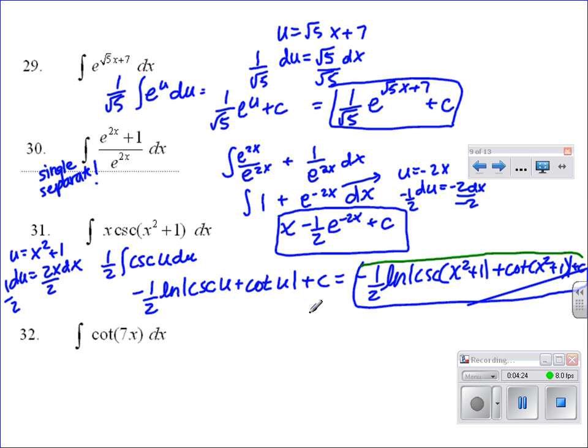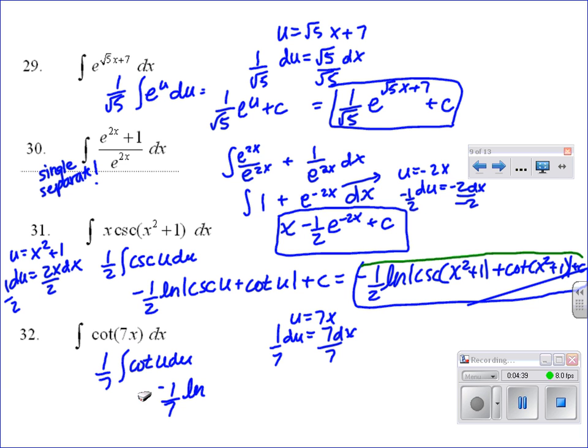So here u is 7x, so du is 7 dx. So divide by 7, so just have it there, so it's 1/7 cotangent u du. Antiderivative, negative natural log, no it's not negative, it's natural log of sine of u plus c. So it's 1/7 natural log sine of 7x plus c.